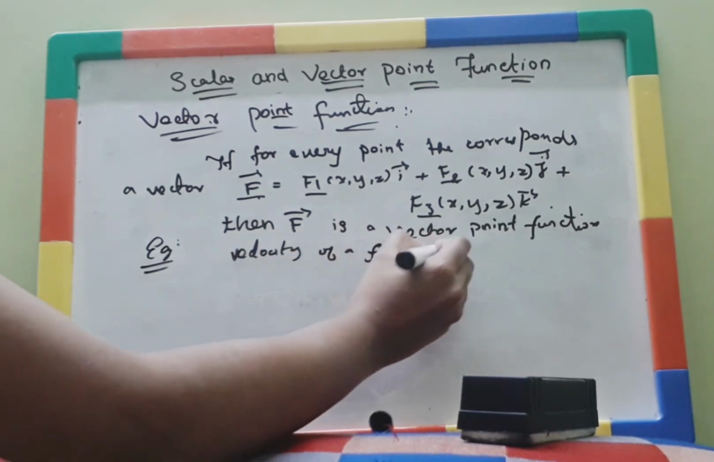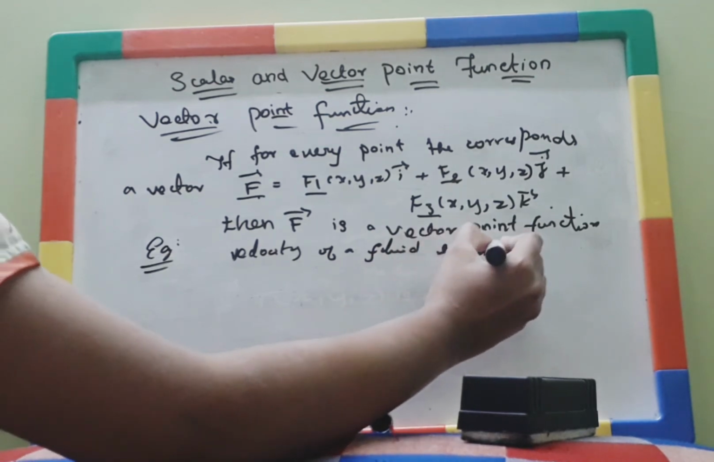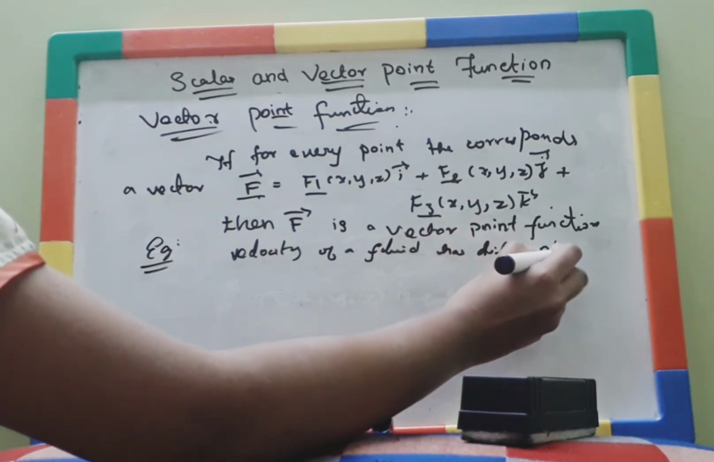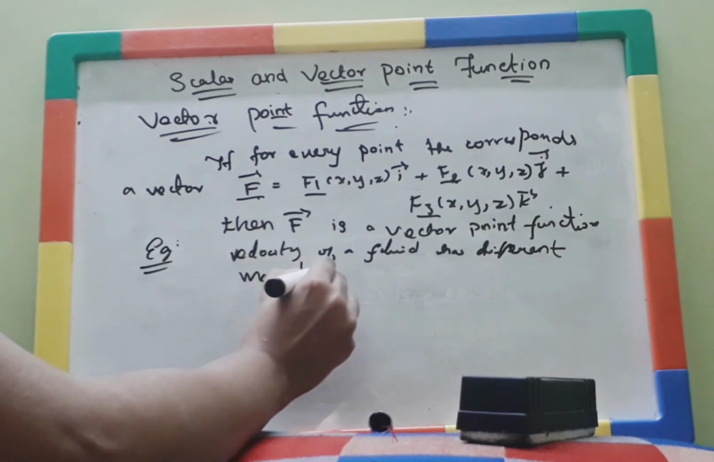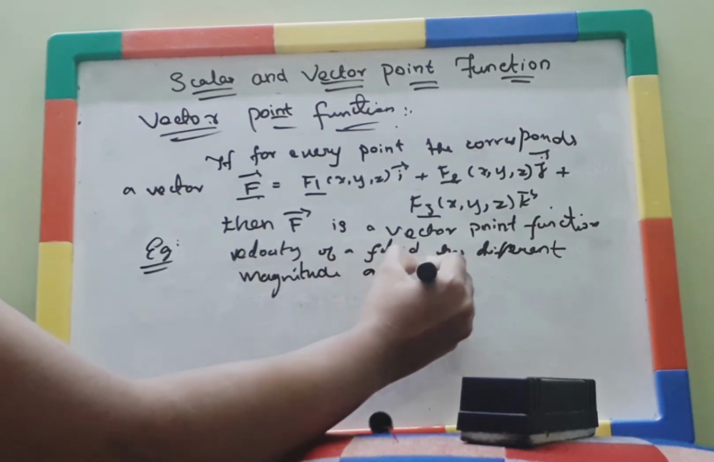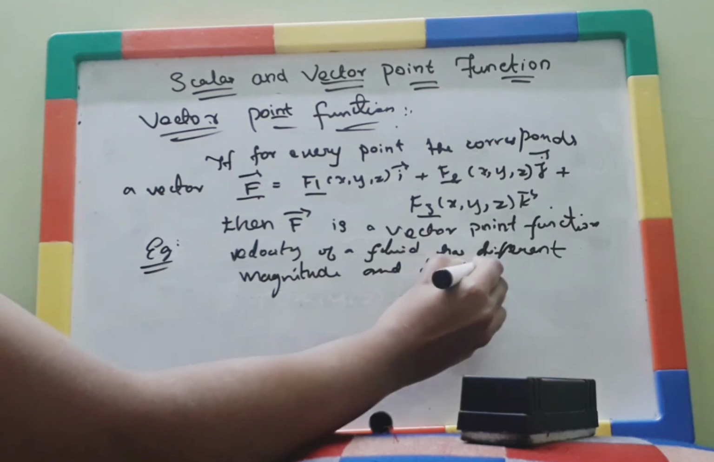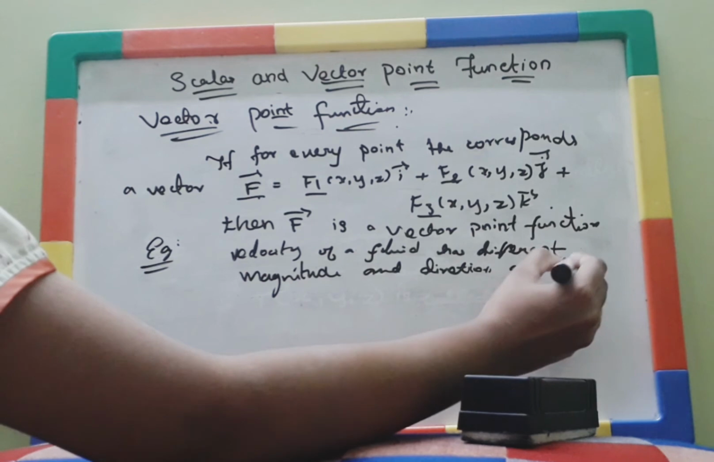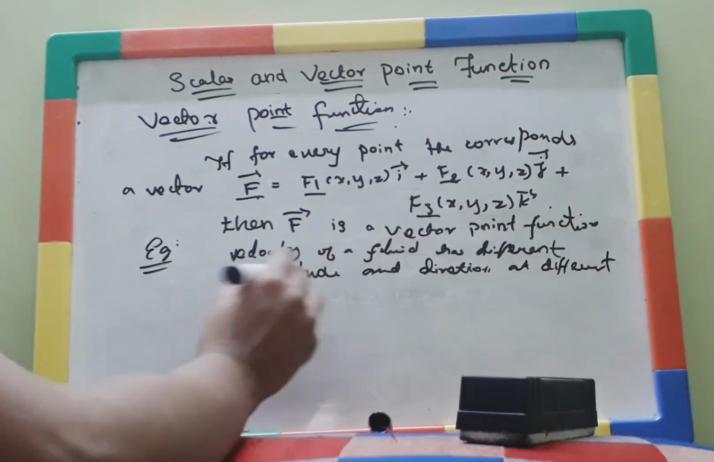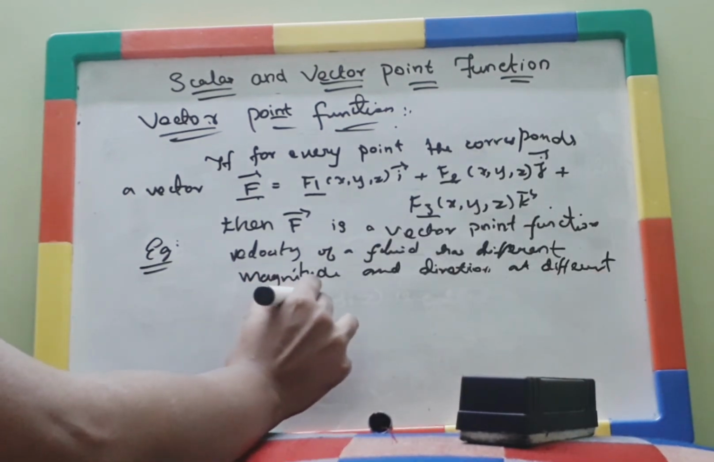Now we are going to take an example. The velocity of a fluid has different magnitude and direction at different points. The velocity of the fluid is called f vector at different points x, y, z. So this is a vector point function.